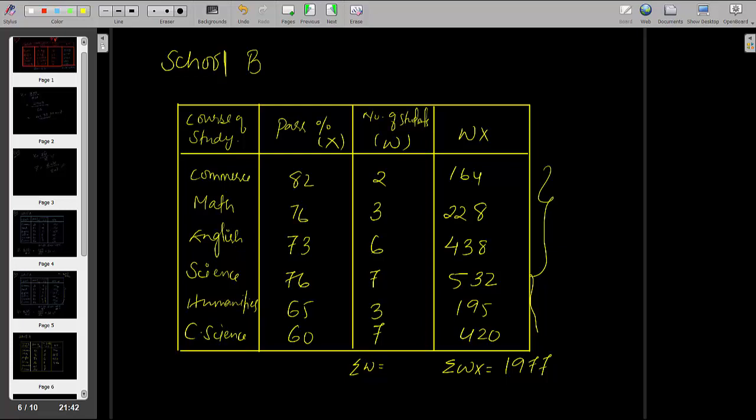So add up all the W values also to find out sigma W. 7, 10, 17, 20, 26, 27, 28. So you have 28 here. Now what you have to do, now apply the formula here. All right.